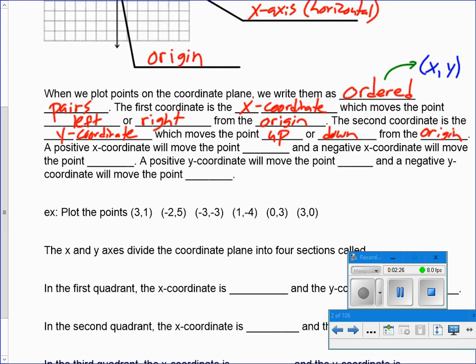So how do we distinguish between left or right or up or down? We do that with the sign, so positive and negative. A positive x-coordinate is going to move a point to the right, and a negative x-coordinate is going to move a point to the left. Same idea with the y-coordinates. Positive will move it up, and a negative y-coordinate will move a point down.